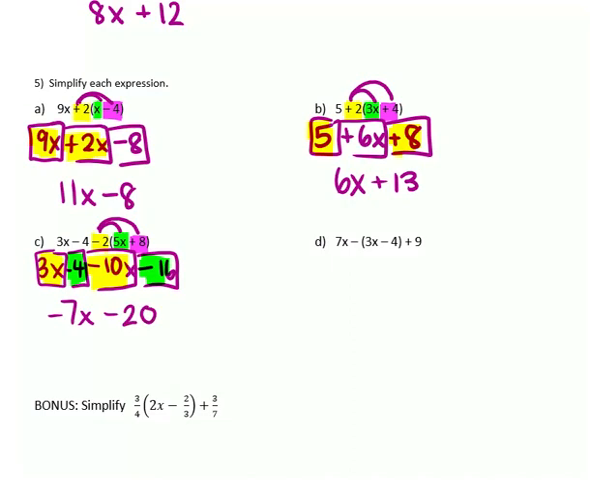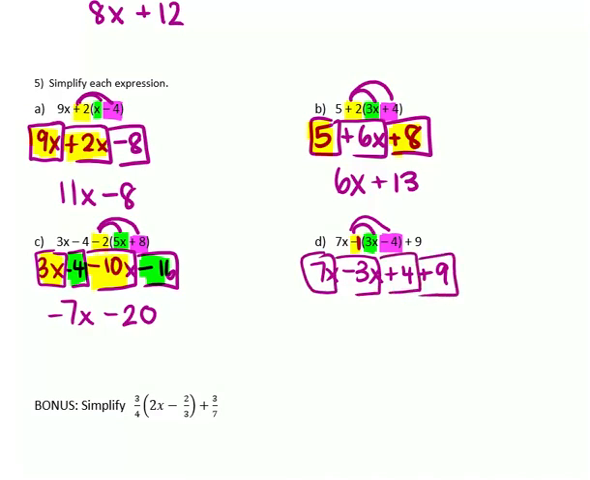And the last one, you have to be careful here. You are actually distributing, if you throw in that 1, that invisible negative 1. So I'm going to highlight each of my pieces. Negative 1 times 3x would be negative 3x. Negative 1 times negative 4 would be positive 4. So it'll be 7x minus 3x plus 4 plus 9. We box it up. Our pieces are 7x minus 3x, that would be 4x. And then positive 4 and positive 9 would be positive 13.